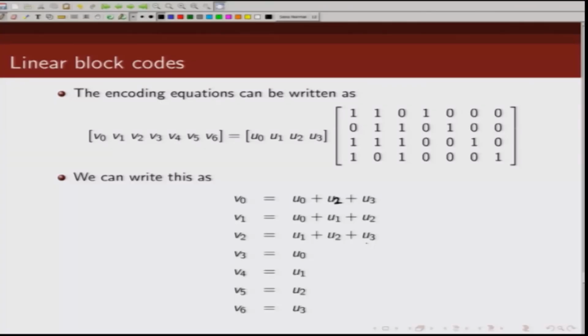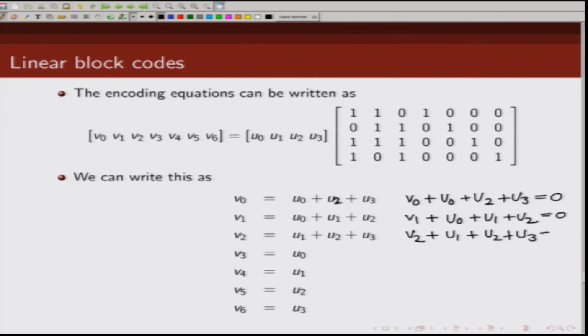So, I now have a set of 7 coded bits, and this shows the relation between the coded bits and the information bits. Now, since we are restricting ourselves to binary codes, we can even write this equation like this: V0 plus U0 plus U2 plus U3 is equal to 0, correct? Because V0 is nothing but a parity bit, which is either 1 or 0. So, if we add this to this, the modulo 2 sum will be 0. Similarly, we can write V1 plus U0 plus U1 plus U2 equal to 0, and this can be written as V2 plus U1 plus U2 plus U3 is equal to 0.